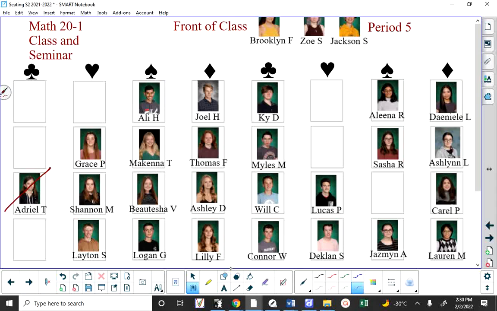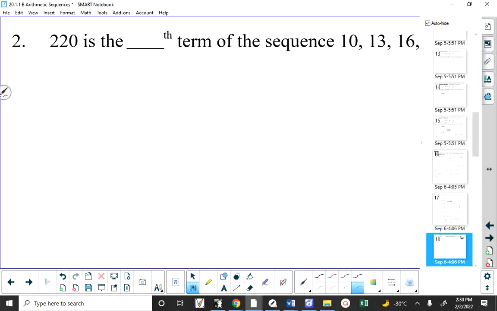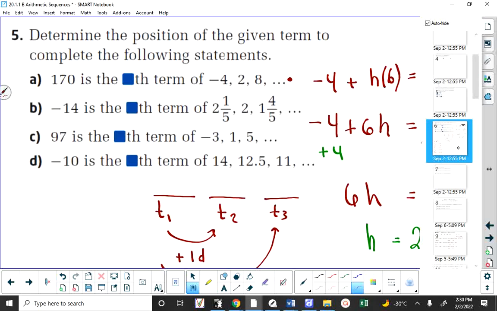Example 2. And McKenna, it was you that asked me that question, right? McKenna had asked me a question that we had, did I pronounce your name right? Okay. We wanted to find out 170, what term number was it? Was that right? And the first term was, I better just look back. The first term was -4.